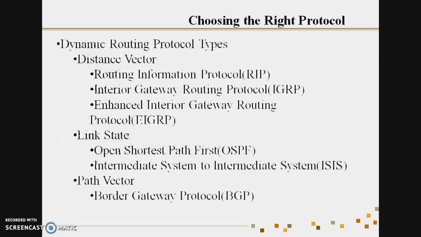So I'll just give the details about dynamic routing protocols. Distance vector includes Routing Information Protocol, Interior Gateway Routing Protocol, Enhanced Interior Gateway Routing Protocol, etc. Link state is your OSPF and IS-IS. Path vector is nothing but your BGP, which is your exterior gateway protocol.